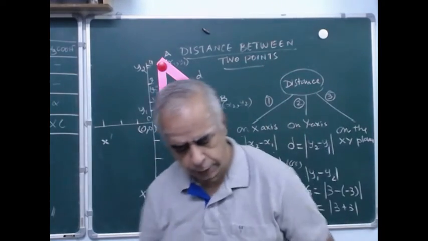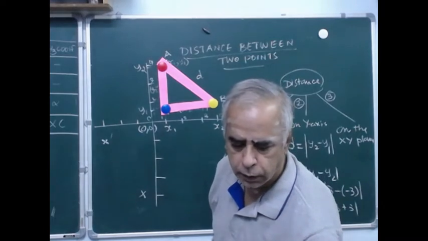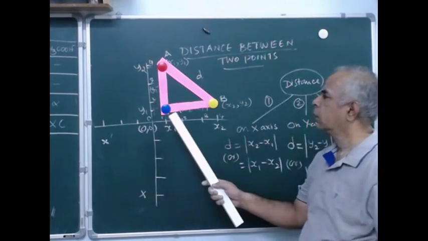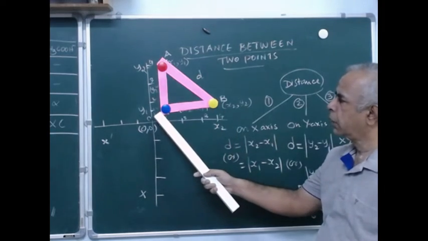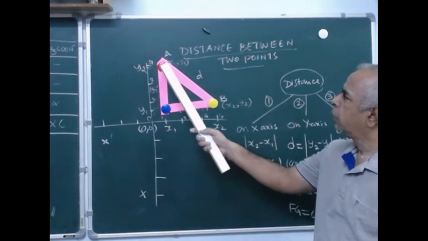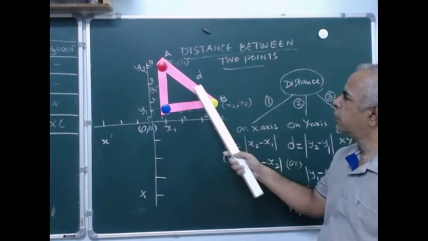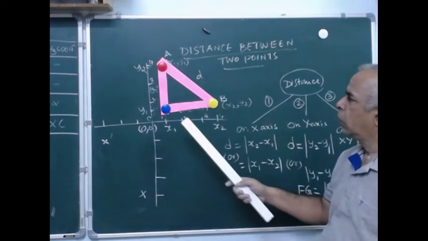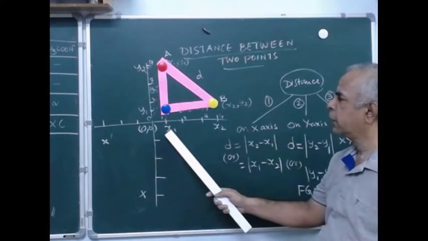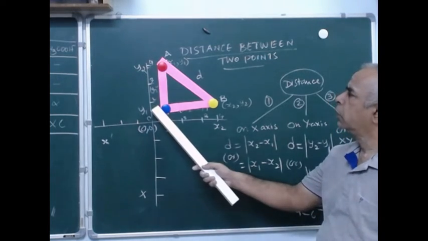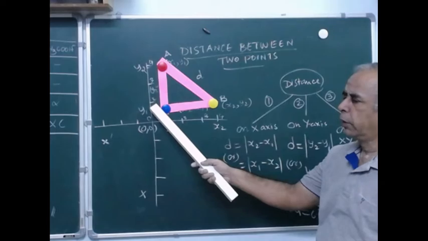So we have here A, B, and you can call it C also. So what is the distance between these two? That is D. So what about this distance? We know already, that is x2 minus x1. What about this? y2 minus y1.